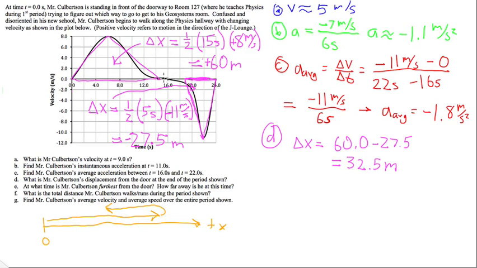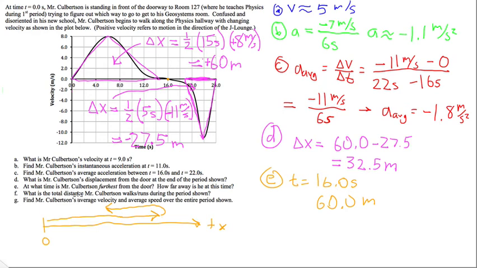So I'd say probably, he's still going forward here and a little bit forward there, so probably 16 seconds. Okay, so the answer to E, at what time is he furthest from the door? I'd say at T equals 16.0 seconds. And how far away is he at that time? He's gone 60 meters, right? This is before he starts to come back. So 60.0 meters. There we go.